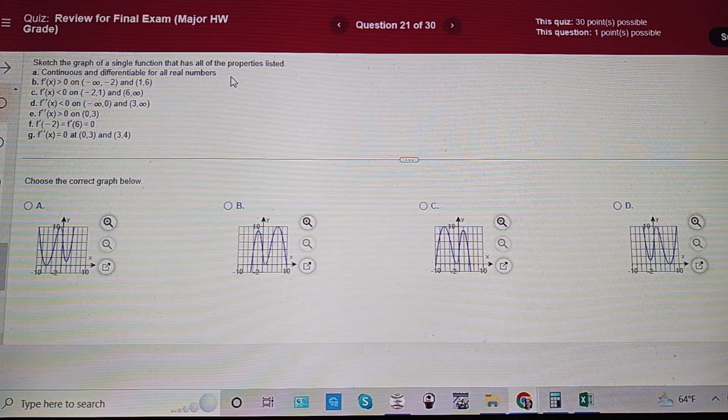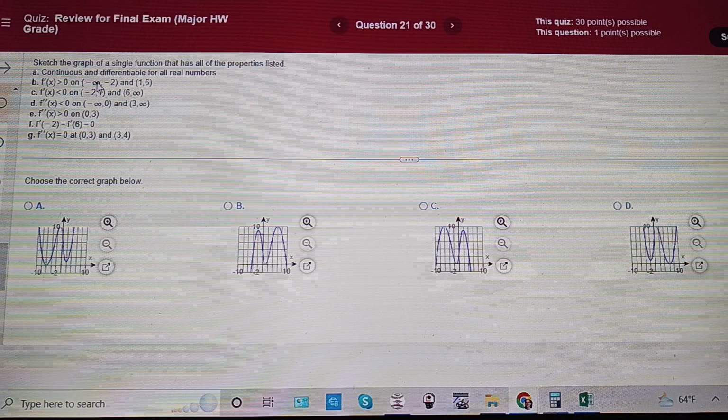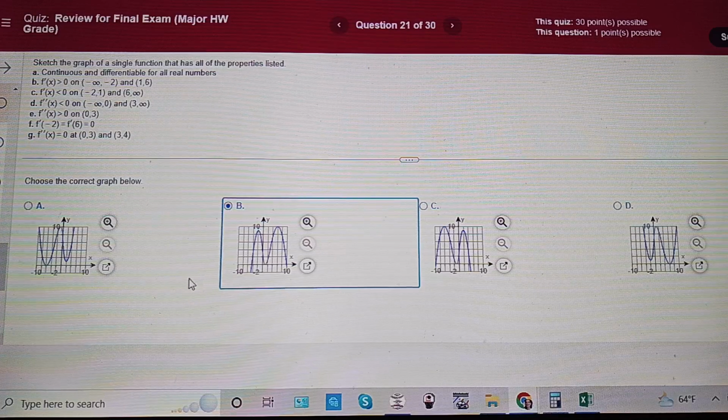So that's true for part A. Part B, the first derivative is greater than 0 from negative infinity to negative 2 and from 1 to 6. A first derivative is greater than 0 anytime the original graph is increasing. And if it's going to start at negative infinity and go to negative 2, that means it needs to be increasing first, not decreasing first. So graphs A and D are already out. It's increasing all the way till you get to an x of negative 2. And it looks like only graph B is even doing that. So I already know the answer is B.